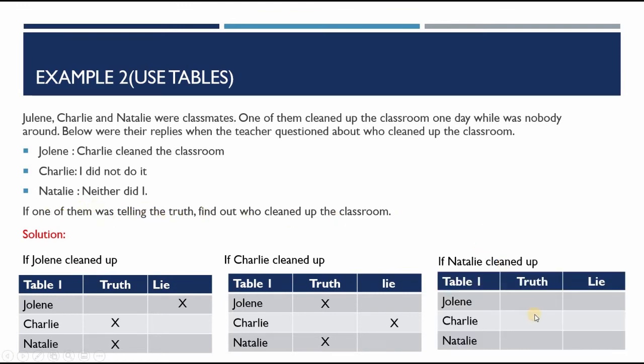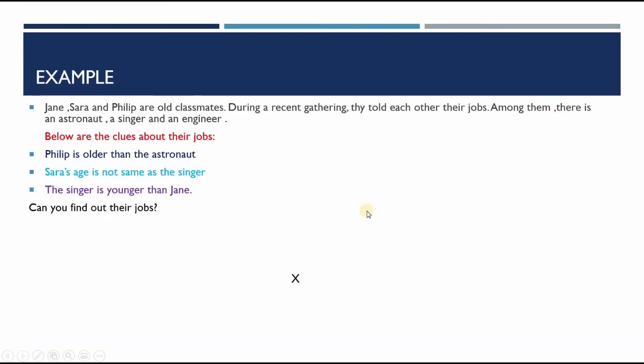Now let's check for Natalie. Let's say Natalie cleaned up the classroom. Julian said Charlie cleaned up the classroom, so Julian is lying. Charlie said, I did not do it, so Charlie is telling the truth. Natalie said, neither did I, so Natalie herself is telling a lie too. So we have two liars and one who's telling the truth. So the answer is Natalie cleaned up the classroom.